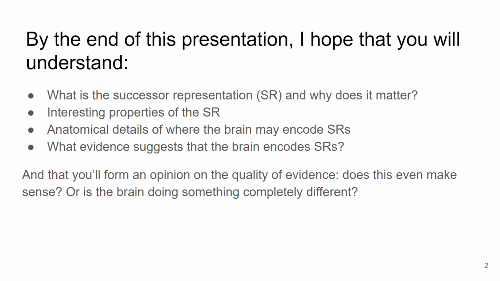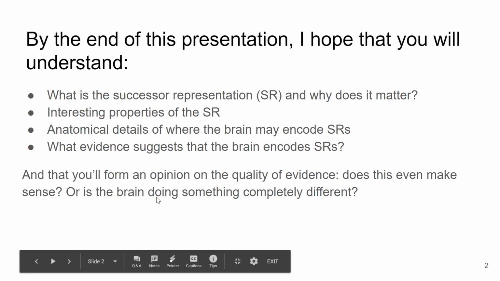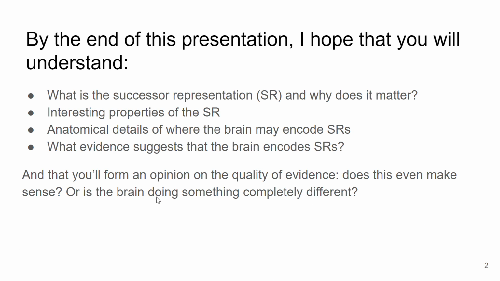By the end of this presentation, I hope that you'll understand the following things. What is a successor representation and why does it matter? You'll learn some interesting properties of the successor representation, some anatomical details of where the brain might be encoding the successor representation, and what evidence we have to suggest that the brain is doing something like successor representation. And over time, I would like you to form an opinion on the quality of evidence and make a personal judgment on whether it even makes sense to think about the brain like this, or whether the brain is doing something very different.